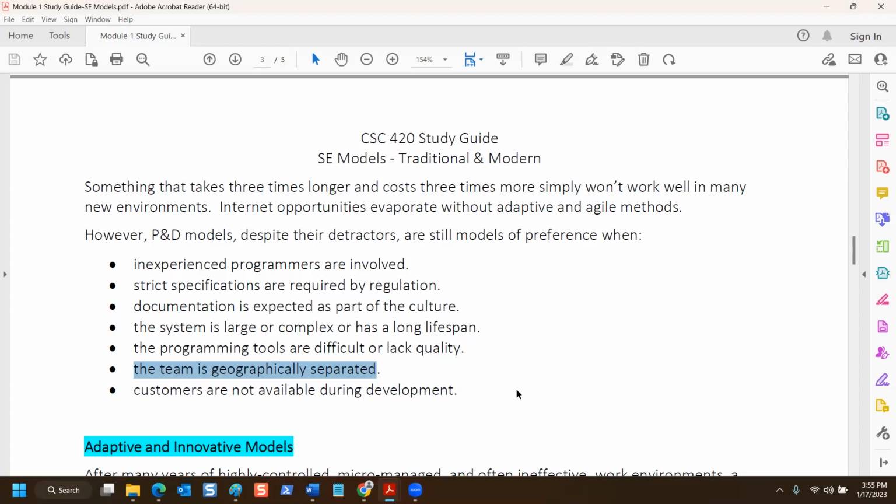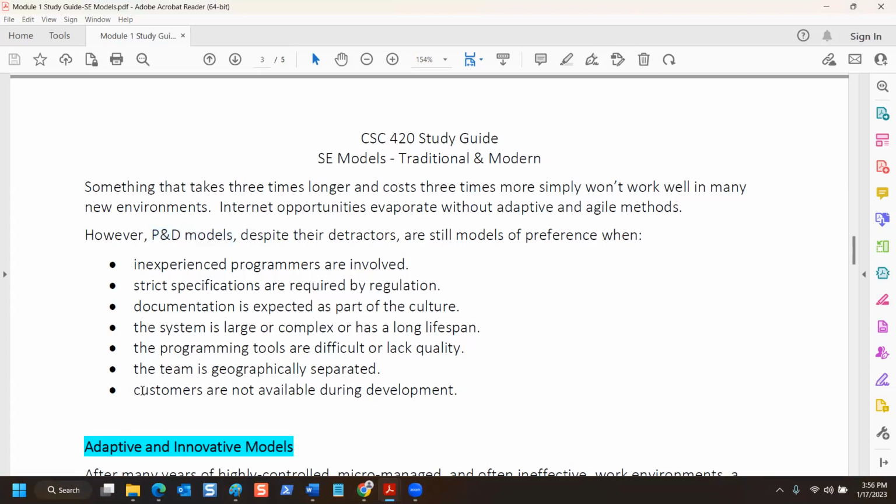When you don't have that and you have programmers in different parts of the world and they have to deliver certain things on time, that's a P&D model. If your team is geographically separated, you are constrained to use the old school model, even though, well, you're not going to be as adaptive, right?